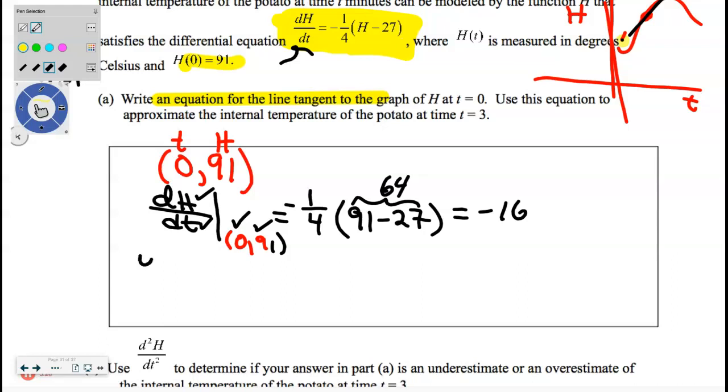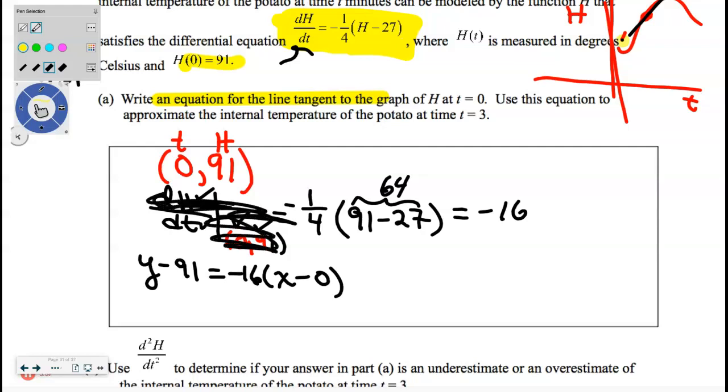So you're taught that you do y minus the y you know is equal to the slope times x minus the x I know. You would get the point for that. For the FRQs, when we grade them, do we have to have the dy over dt form to give the point? No. You can just have that.